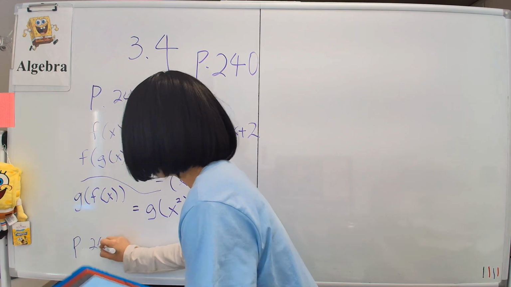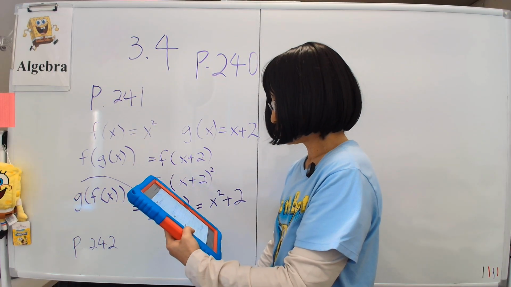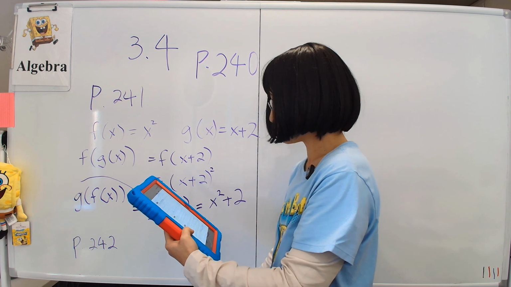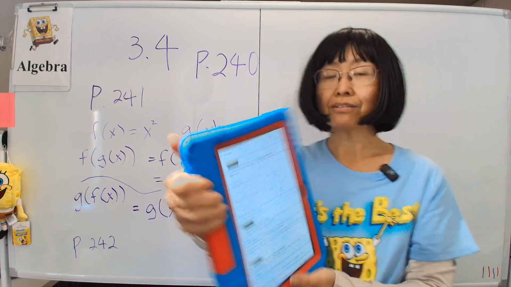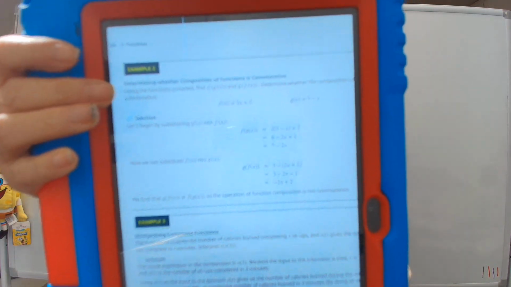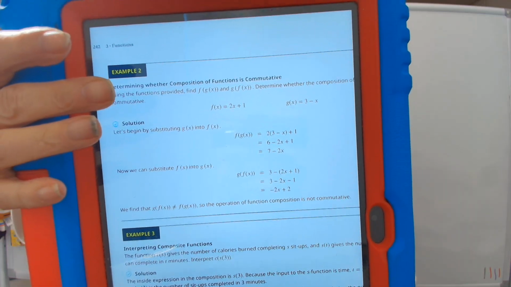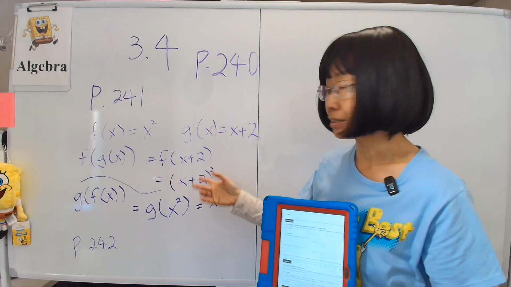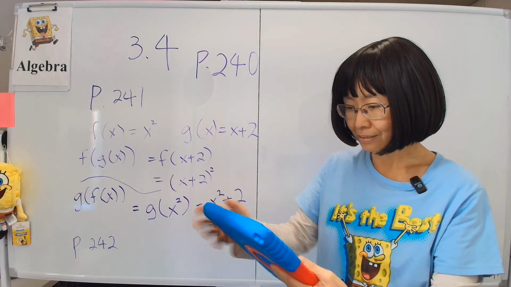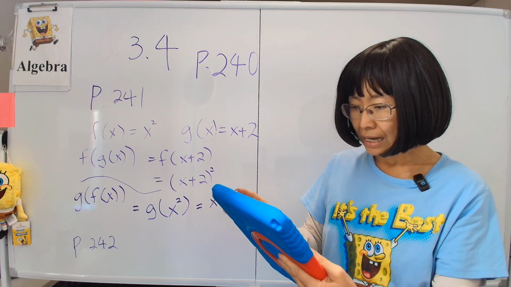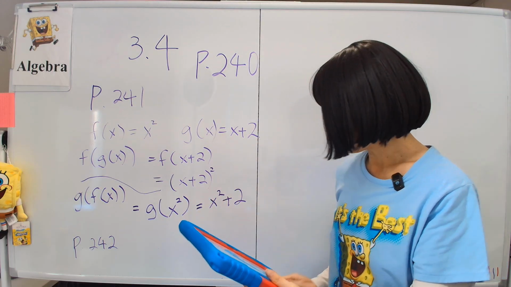Page 242. Example 2 is we're trying to decide if this thing is commutative. What's commutative? By that word, they just mean to figure out if f of g and g of f, right here, are the same. As we have mentioned earlier, they need not be. If you stuff them in a different order, the stuff might come out looking quite different. So we're going to look at example 2.